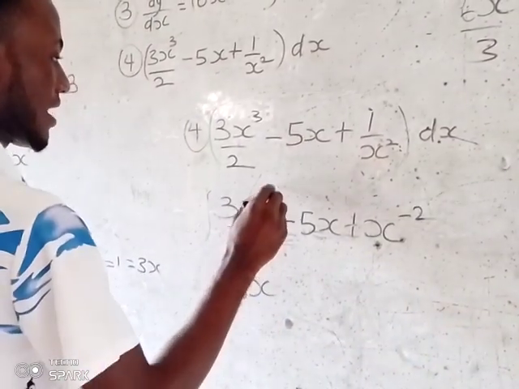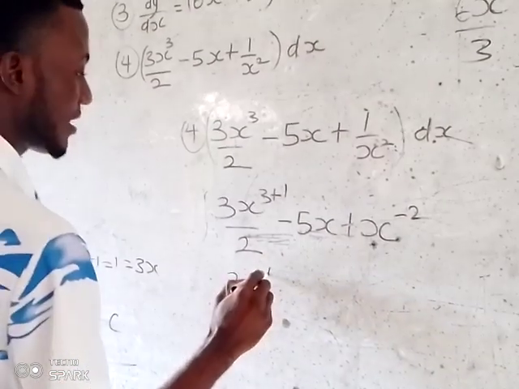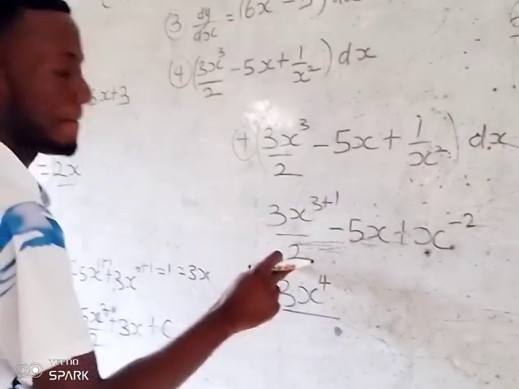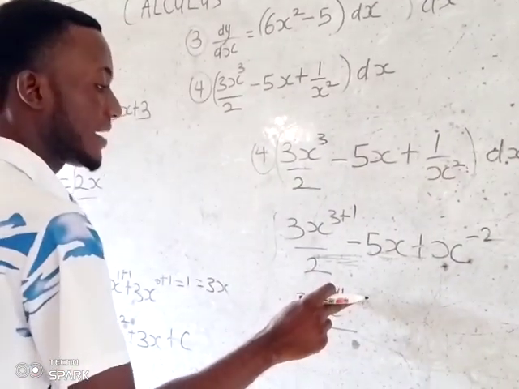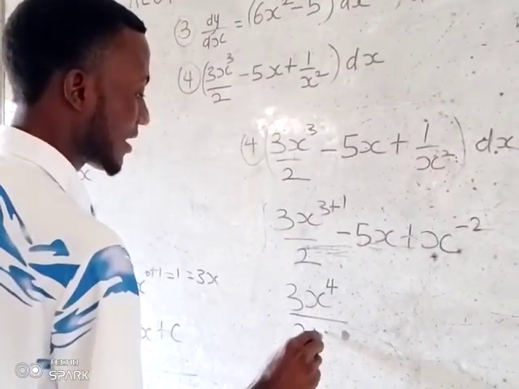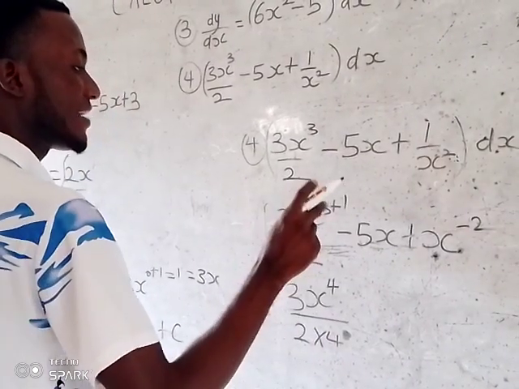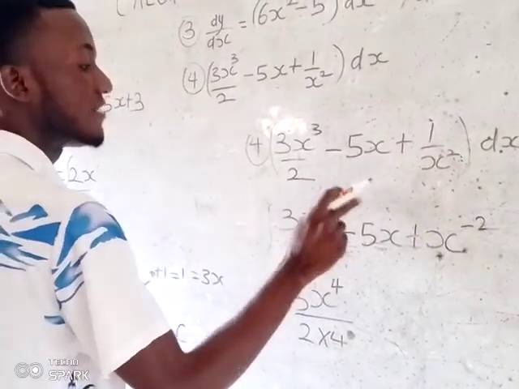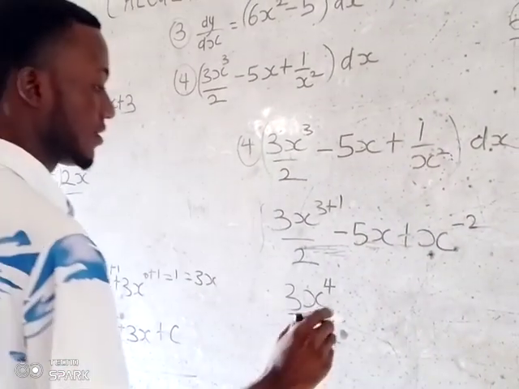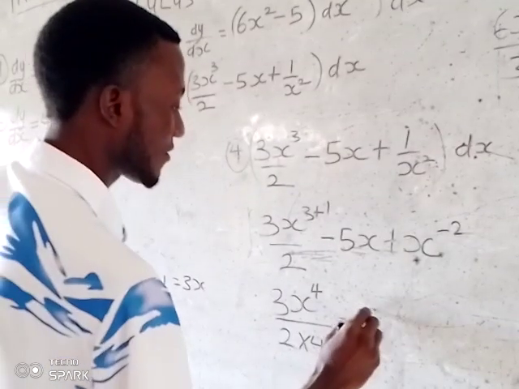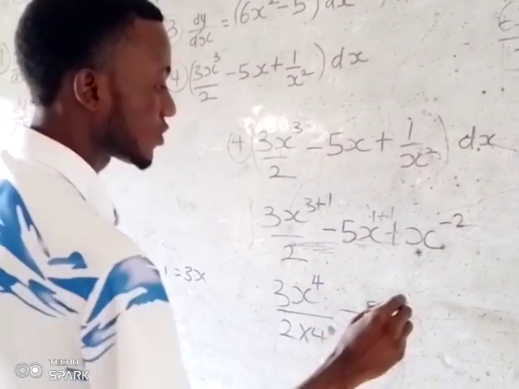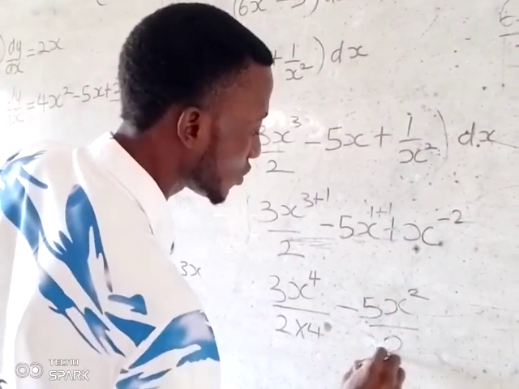This is 3s; adding 1 to the power will give you 3s raised to the power of 4. Remember, this is already divided by 2. After adding 1 to the power, we divide by the new power, which is 4, and 2 is already there, so we multiply 2 by 4. Having said that, this is minus 5s. Adding 1 will give us the power 2, divided by 2.